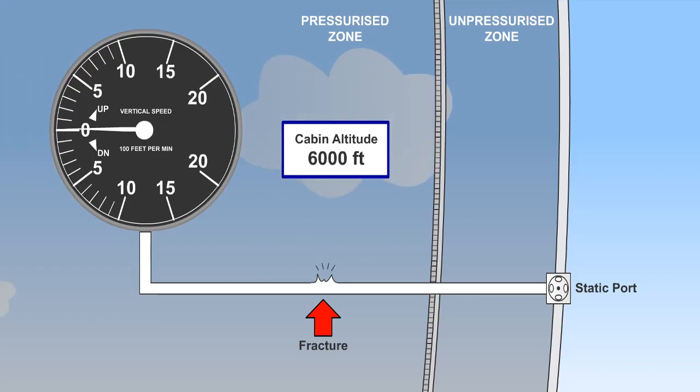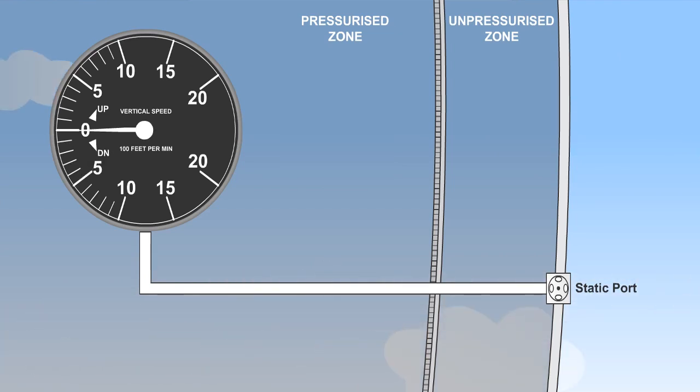If the static line to the VSI should fracture within the pressure hull of a pressurized aircraft, the static pressure sensed will be the cabin altitude pressure, and the VSI will only sense a pressure change when cabin altitude pressure changes. The VSI will continue to function if leakage occurs outside the pressure hull, because differential pressure can still be established in a climb or descent.